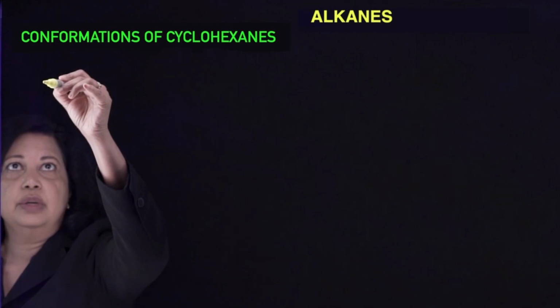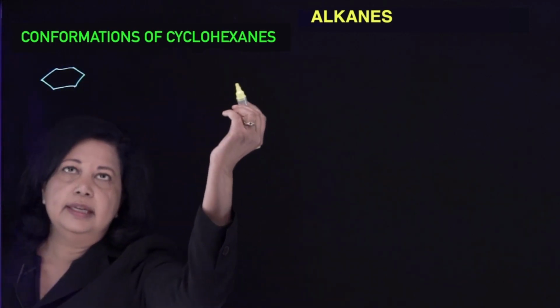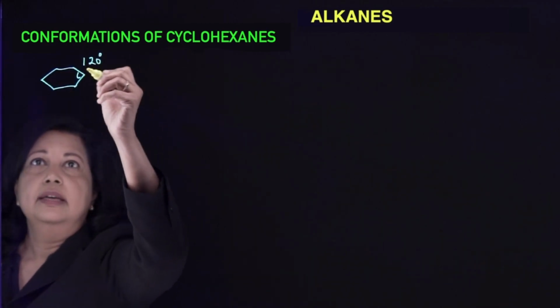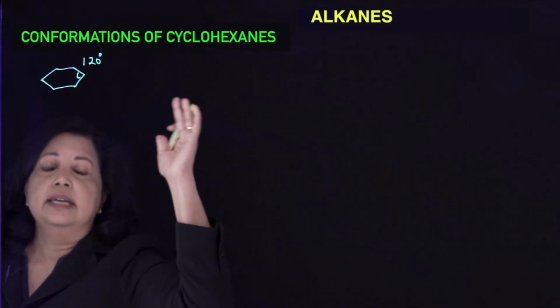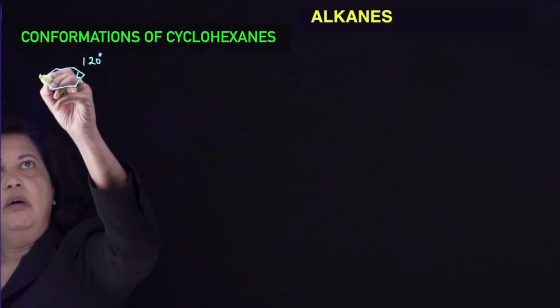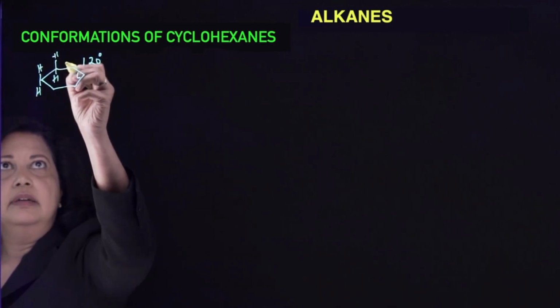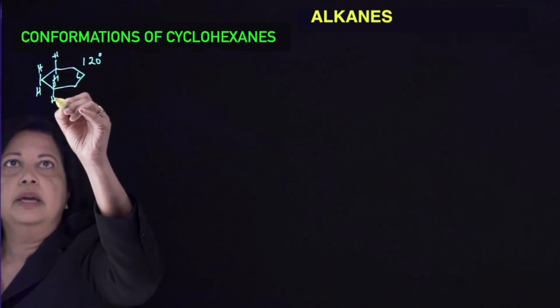So a flat ring like this is really bad for everyone, mainly because the angle is going to be 120. So that's deviating a lot from 109. 109 is what we would prefer. All of these hydrogens would be up and down, and you would have a lot of torsion here. Okay, so torsion is going to be high.